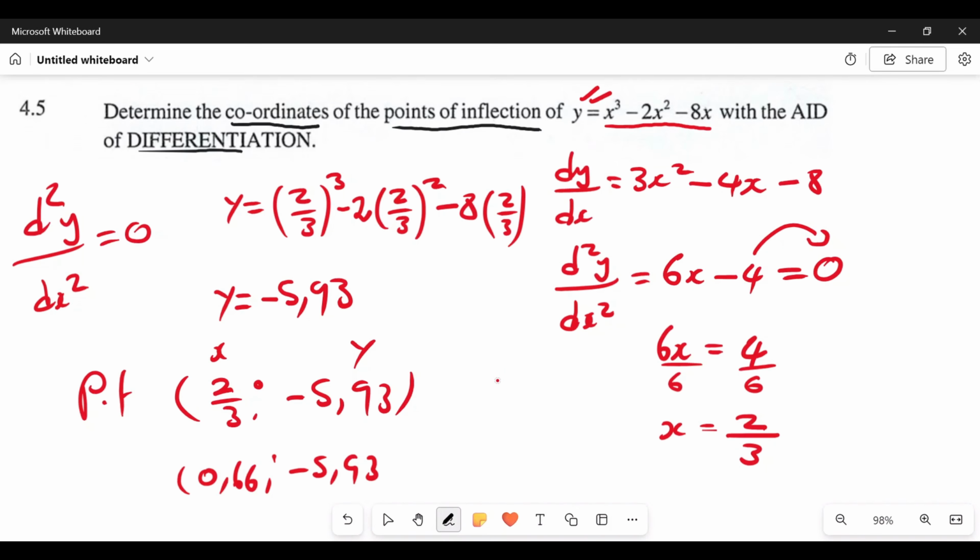Guys, you really didn't need to do much when you solve this one. It was really straightforward. All you needed to know is that the second derivative is equal to 0 when you are looking for the coordinates of the point of inflection, and then you can solve for x after doing the second derivative. Then you can use this x coordinate and substitute it into the original equation to find the y coordinate. And then you will have your x and y coordinates for the point of inflection.